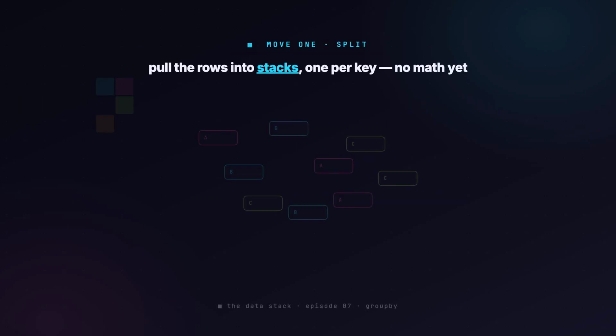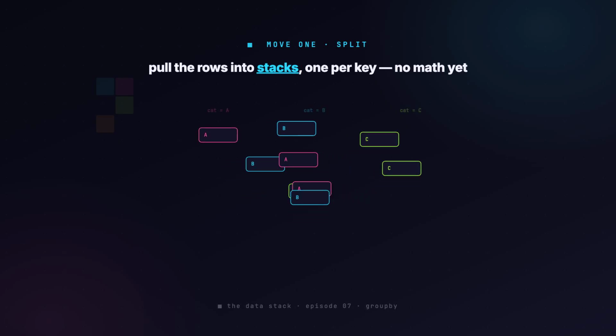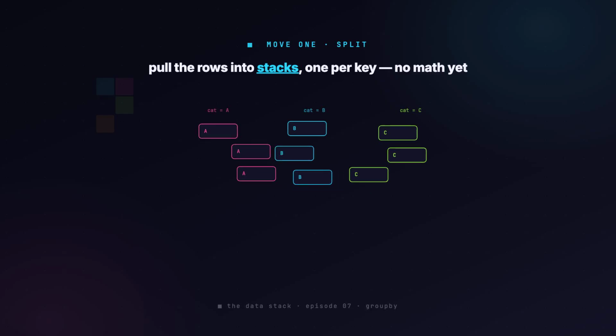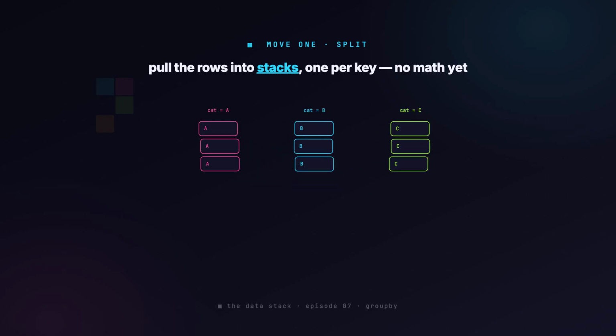Picture your rows as colored cards on a table, each tagged with a category A, B, or C. Right now, they're shuffled together. The first move of groupby is split. Pull the cards into 3 stacks, 1 per category. No math yet, just sorting by the key into separate piles.